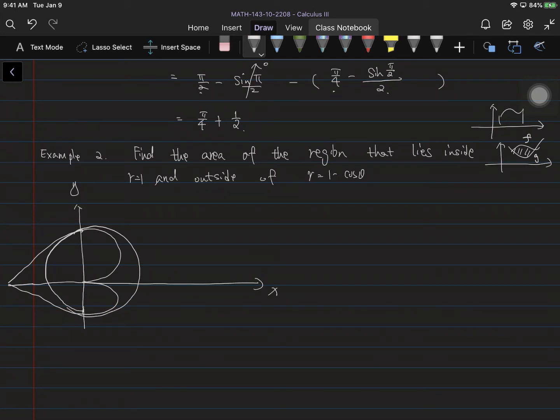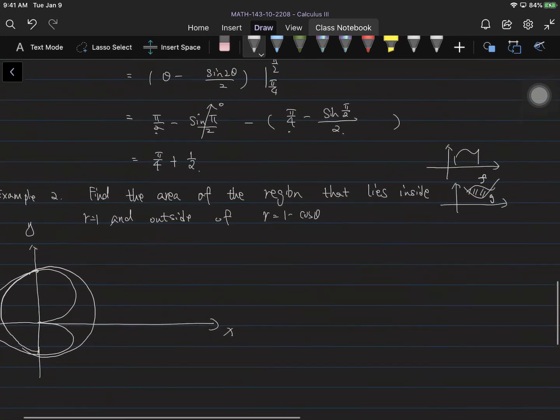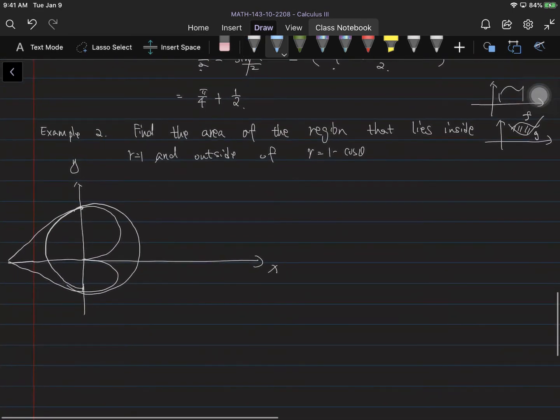So the graph looks like this actually. Okay, you can use a calculator to draw the graph. Now let's shade that region. What are you looking for? Inside the circle and outside the cardioid. So it should be this region. And from the graph, we can see what the boundaries for theta are, negative pi over 2 to pi over 2.